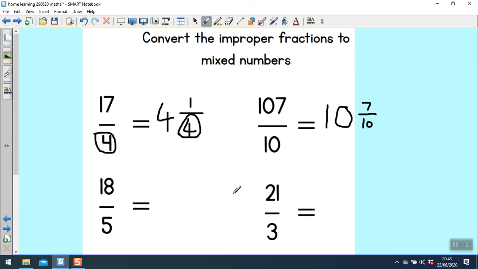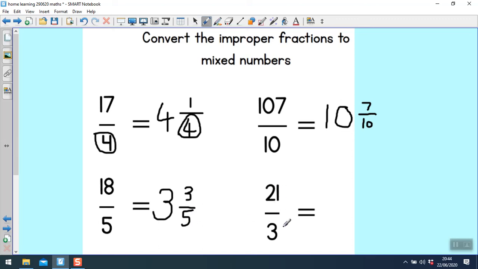If you haven't done the next two yet, pause the video and work them out. So 18 divided by 5, how many 5's are in 18? 5, 10, 15. That's 3 whole ones. What do you add to 15 to get to 18? 15 in your head, 16, 17, 18. So that's 3 remainder 3. And your denominator is 5.